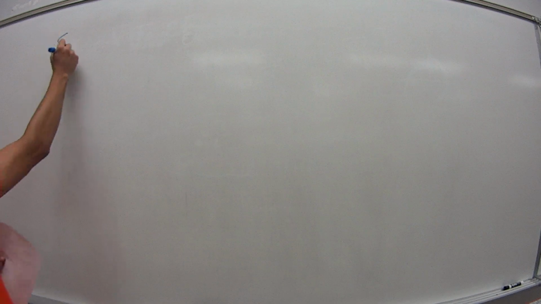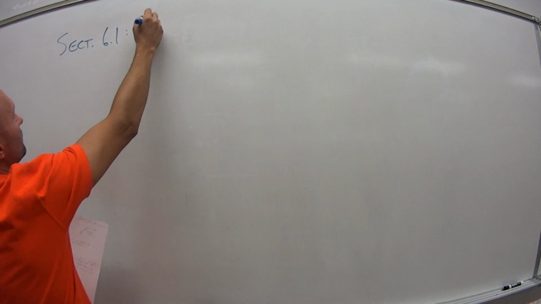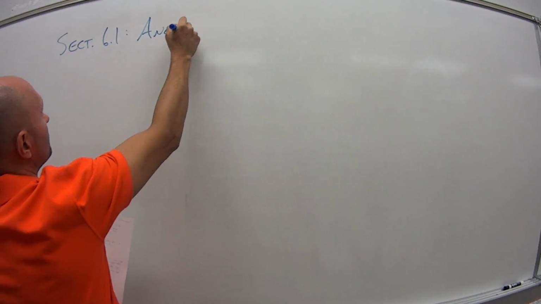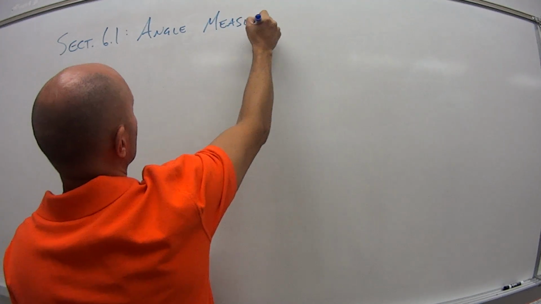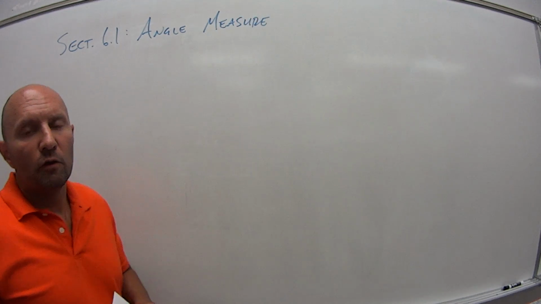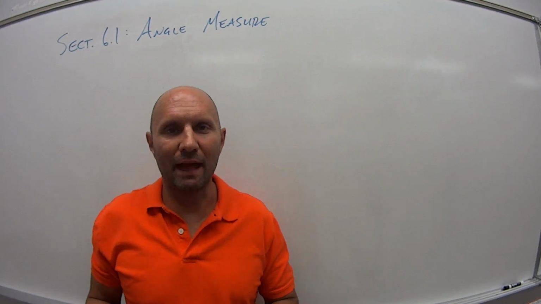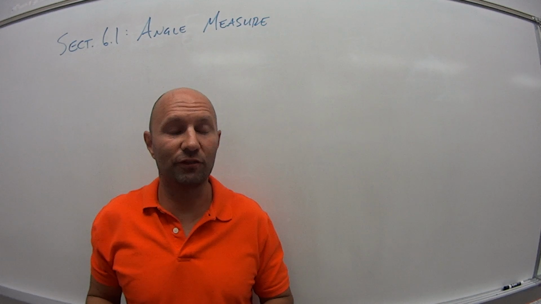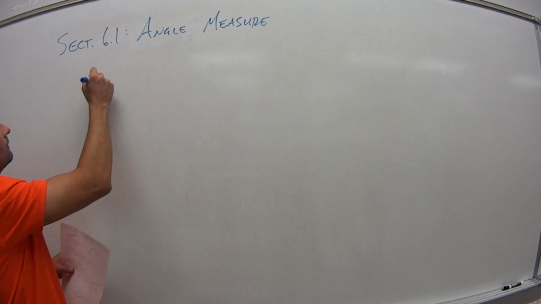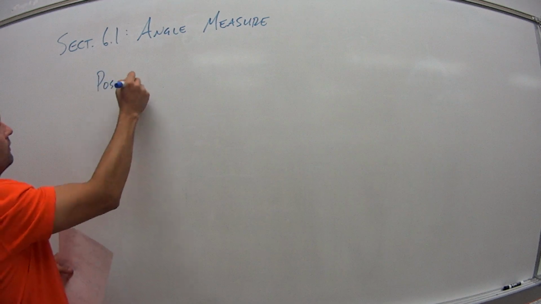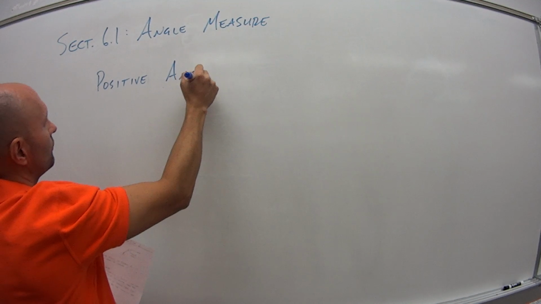So Section 6.1, we're going to be talking about angle measure. Because this is the first section of Chapter 6, we're going to be dealing with a lot of definitions in this first section, this first video. So first off, let's look at positive angles and negative angles.